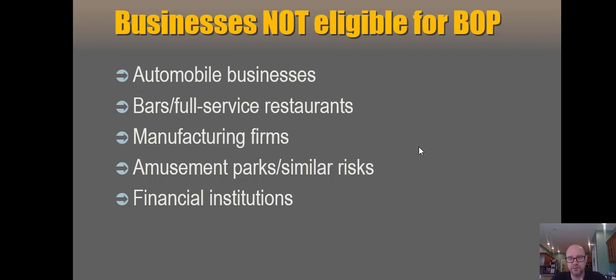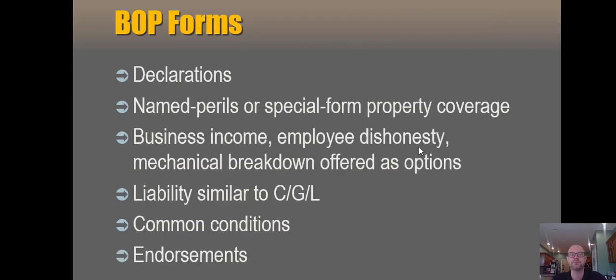If you're a manufacturer with more than 25,000 square feet, that's a big operation. When you think about an amusement park, that's going to be a lot bigger than that 25,000 square foot operation that we're talking about. So risks like that, that's not going to work. Financial institutions, they will have their own package policies that we can create for them, but it's not going to be a BOP. It's not going to be this particular type of package.